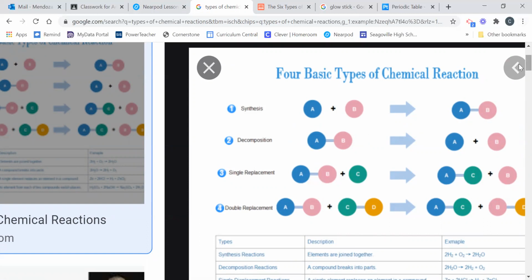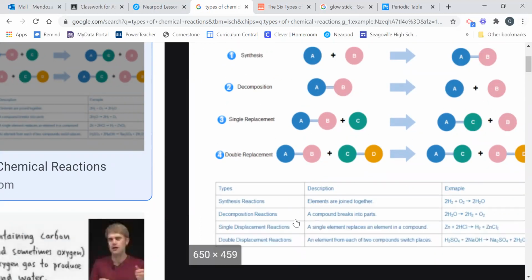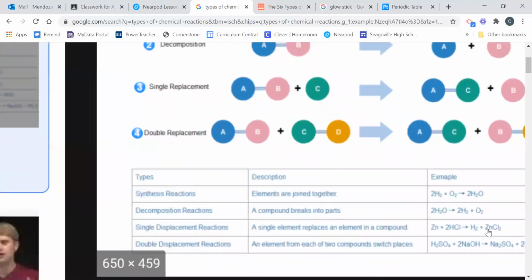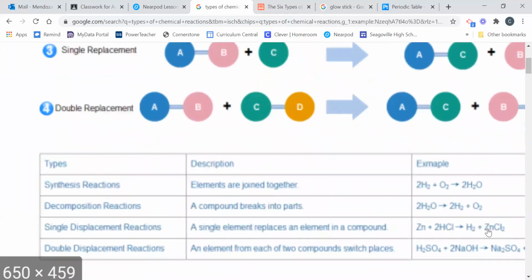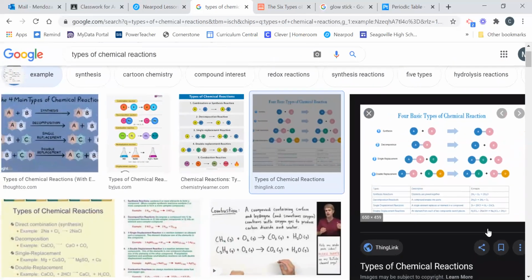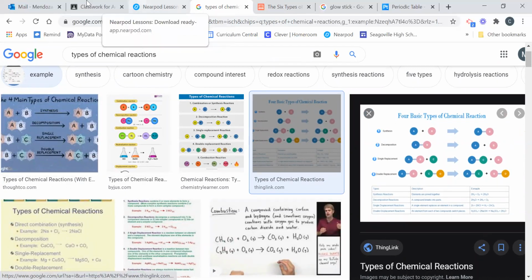If we see the example in a chemical form, for single replacement reactions, we have zinc and hydrochloric acid, and then what happens is that the zinc and the hydrogen are replaced. So that's a good example of a single replacement. And then we have a bunch of other pictures.